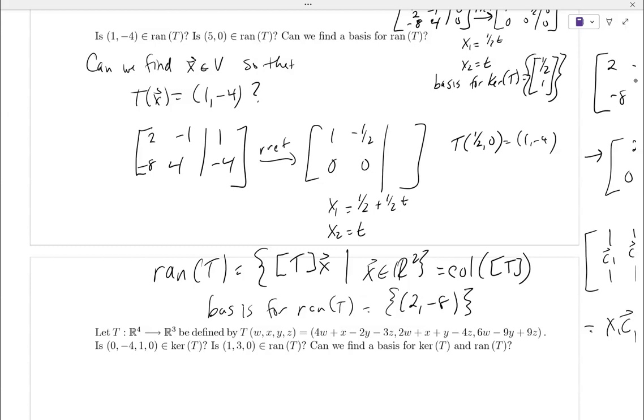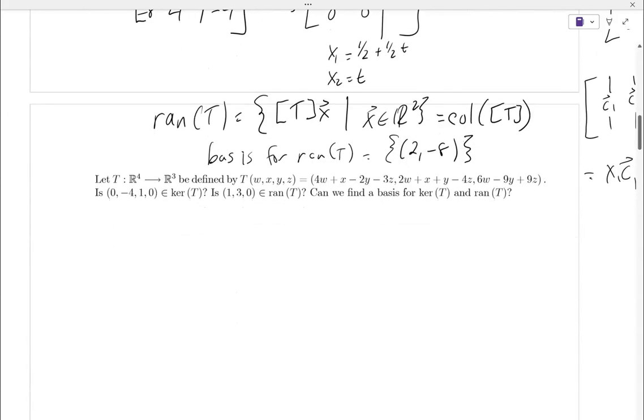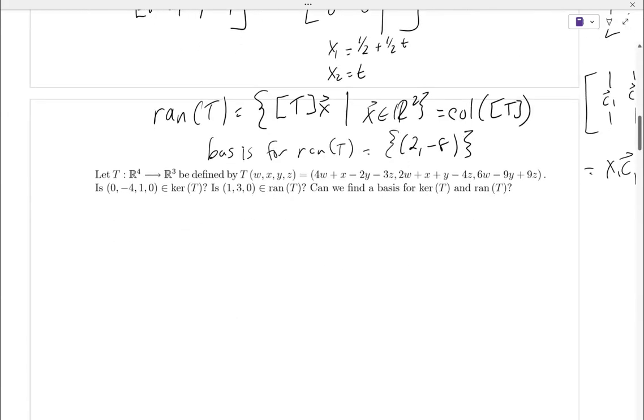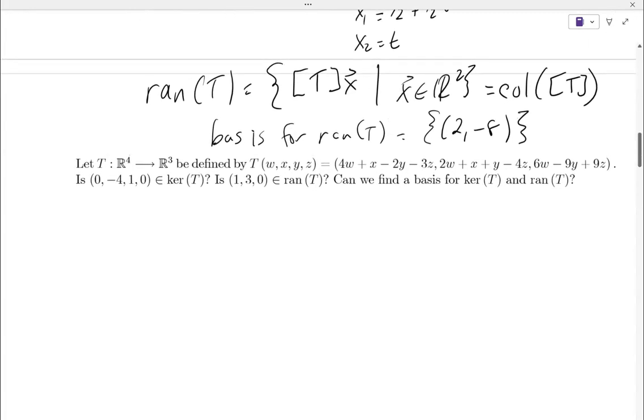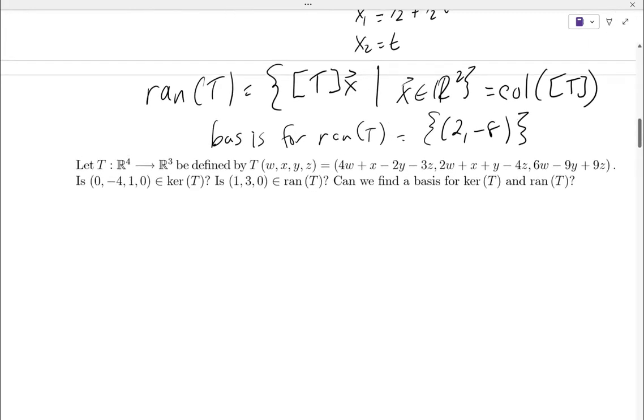Okay. All right, let's do the next one here. Same questions. This particular transformation is going from R4 to R3. So again, if we set up the standard matrix for this transformation, what size will the standard matrix have? It goes from R4 to R3. The matrix has size 3 by 4. Remember, it flips it around. Okay. So we'll have a 3 by 4 matrix.